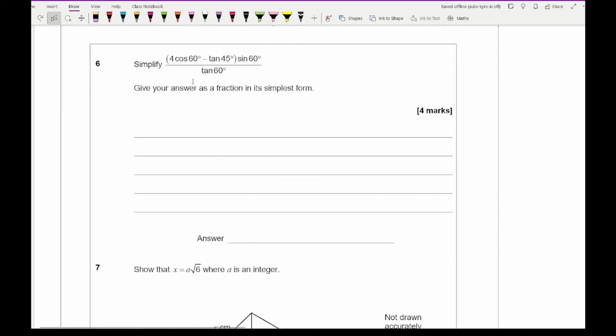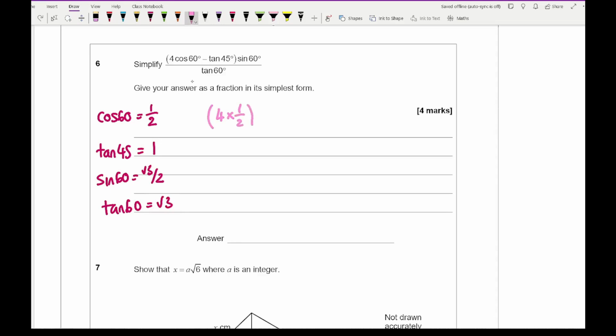Then moving on to question 6, it says simplify, and we've got 4 cos 60, tan 45, sine 60, and tan 60. So let's first of all write down what each of those values are in their exact form. So cos 60 is half, tan 45 is 1, sine 60 is root 3 over 2, and tan 60 is root 3.